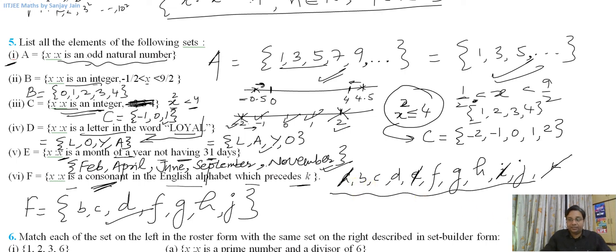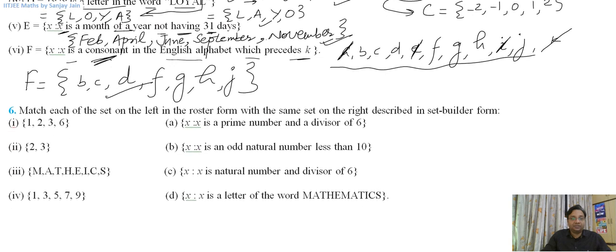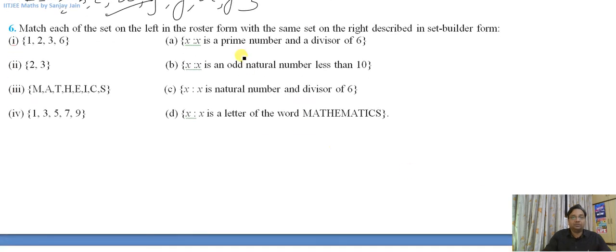Let us look at the next question. Match each of the sets on the left in roster form with the same set on the right described in the set builder form. So the first set has got elements 1, 2, 3, 6. And if I look at the answer options, X is a prime number and is a divisor of 6. So 1 is not a prime, so obviously it will not be matched with this. X is an odd natural number, obviously this is not the correct match. X is a natural number and a divisor of 6. So these are natural numbers and divisors of 6. Obviously it is matched with C.